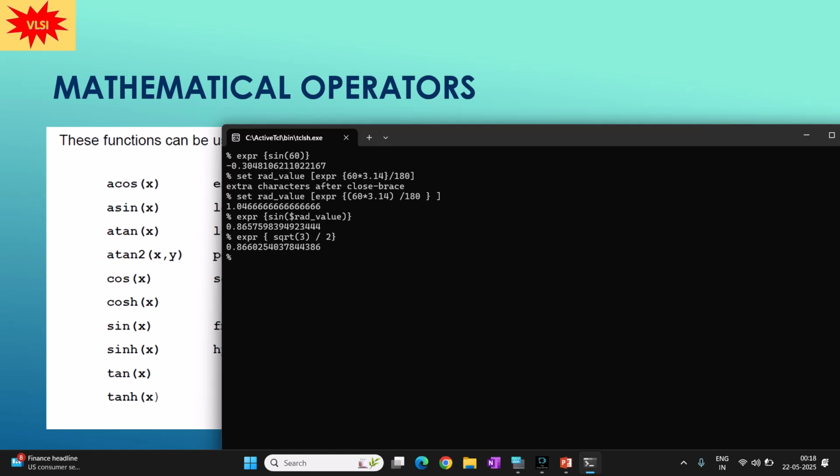So if I round off 0.8657, it becomes 0.866, which gives you values very close to each other. Hence proved that TCL may not be exactly accurate, but yes, it performs all kinds of trigonometric and mathematical functions which you may require in any of your calculations.